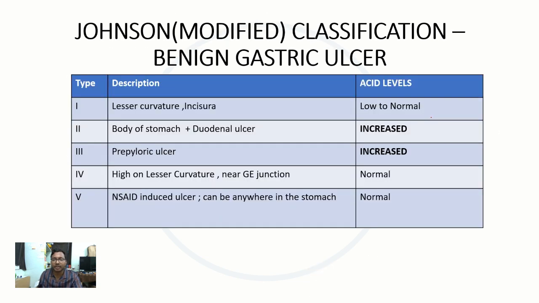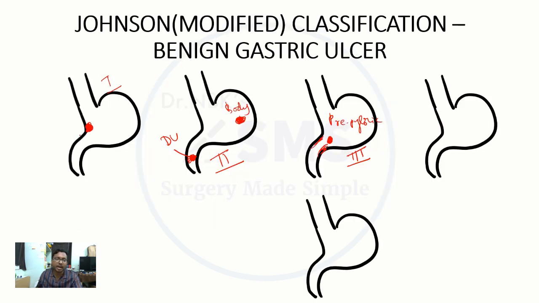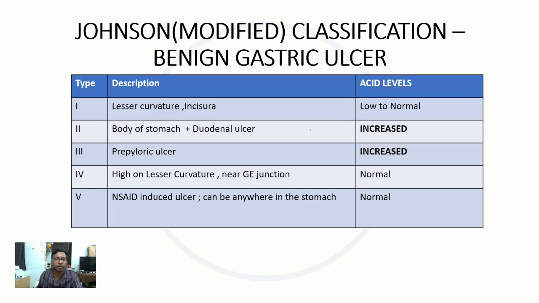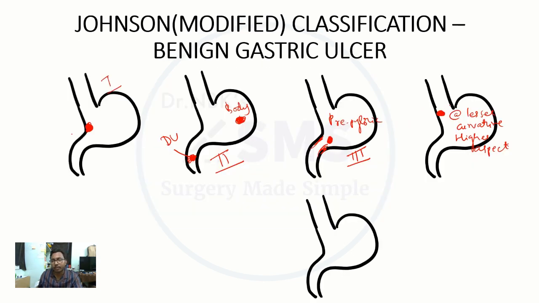Next, let's say in the lesser curvature only, this was at a lower aspect, whereas if you have the same ulcer at a little higher aspect in the lesser curvature, or, for example, the ulcer could be at the GE junction, you can have an ulcer even at the GE junction also, right? Either of these two will constitute type 4.